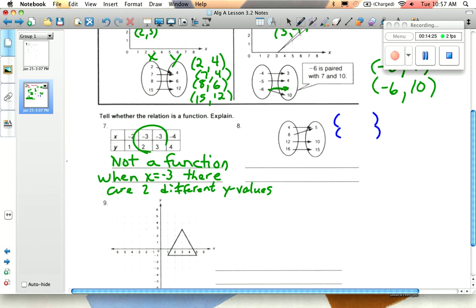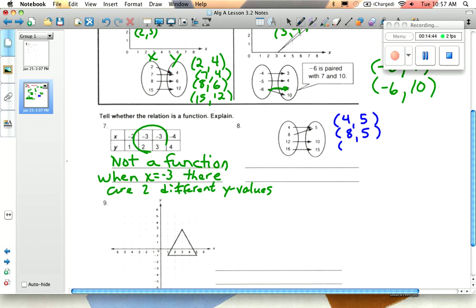We use the brackets for domain and range. And when we write ordered pairs, we use parentheses, right? So, Trey, give me some ordered pairs from this mapping diagram. 4, 5. Give me another one. 8, 5. Give me another one, someone.